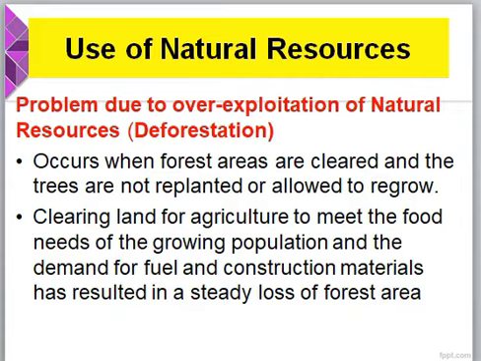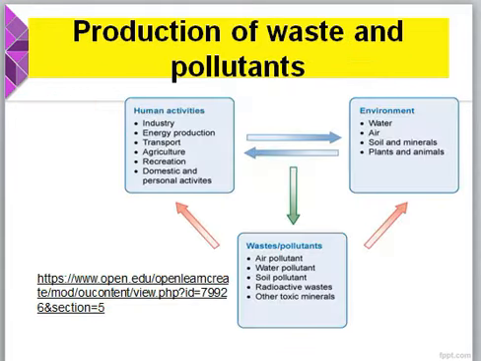Also, the conversion of land areas into subdivisions destroys the biodiversity in the area and causes an imbalance in the environment. The diagram here shows the interconnectedness of human activities, environment, and waste pollutants. Human activities such as industry, energy production, transport, agriculture, recreation, and domestic and personal activities use resources from the environment. For example, water is needed for crops in agriculture, in our homes, and even in our recreational places such as parks, gyms, and malls.